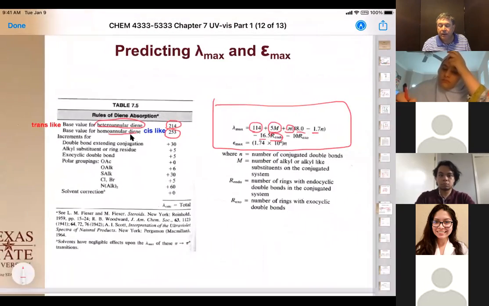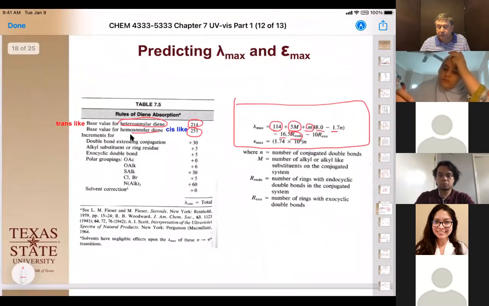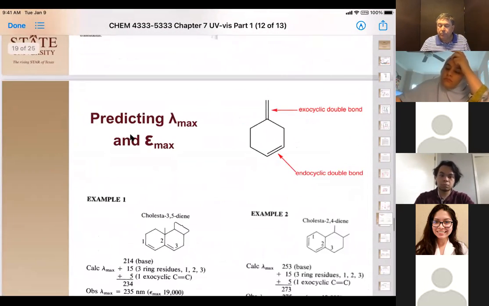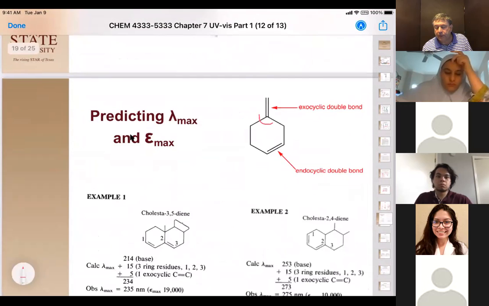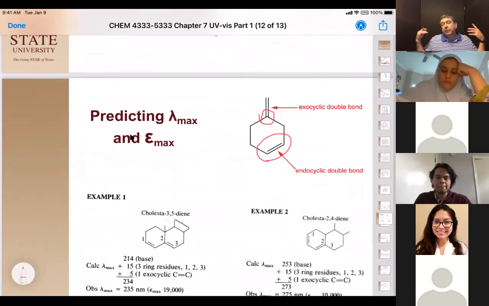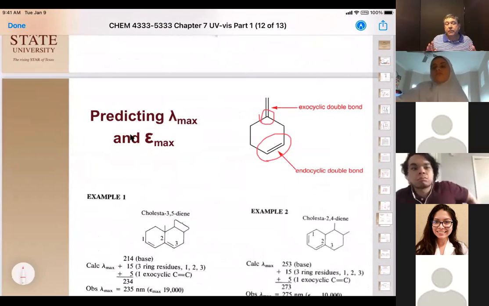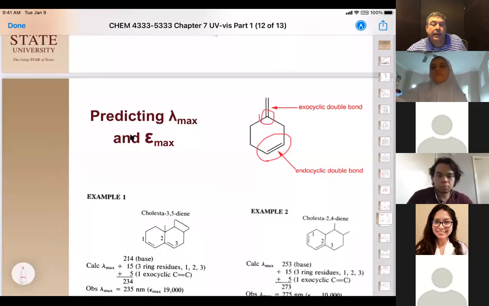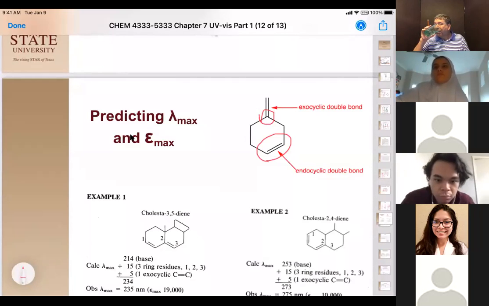Okay. Now, what does all that mean? Well, the first thing we ought to do is look at what those terms are. An exocyclic double bond is a double bond that terminates into a ring. An endocyclic double bond is one that doesn't have that double bond terminate into a ring. Okay, so I'm going to compare and contrast the two different types of cholesterol dienes and show you what I mean by that.